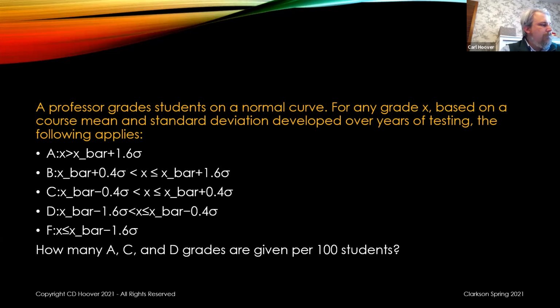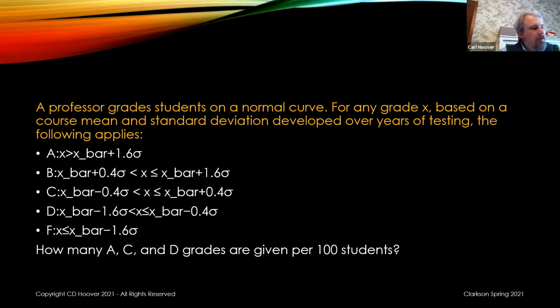Okay, next problem is about grading scales, and again, using statistics to determine A, B, C, and D. So a professor grades students on a normal curve for any grade X based on the course mean and standard deviation developed over years of testing. The following applies. Well, the question then is how many students will get A's, C's, and D's given that there are 100 students in the class.